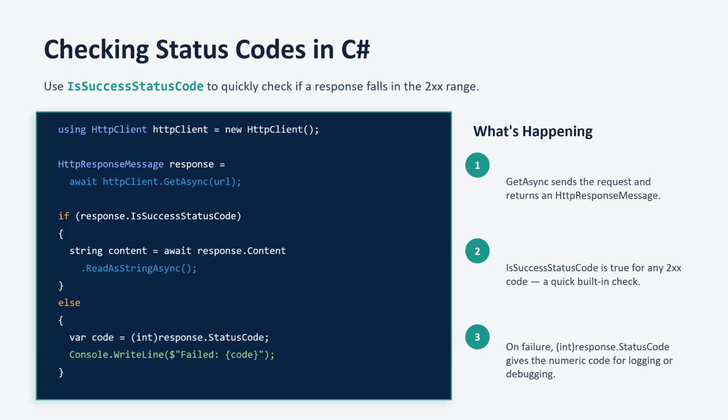So why does this matter, right? We have three things happening here. Get async sends the request and hands back that HTTP response message object. Is success status code gives you a fast and built-in way to check for any of those 2x codes without writing your own range comparison. If something fails, casting status code to an int gives you the actual numeric code, which you can log, display, or use to decide how to respond programmatically. So this is the pattern to use and remember. We never assume success, we always check.